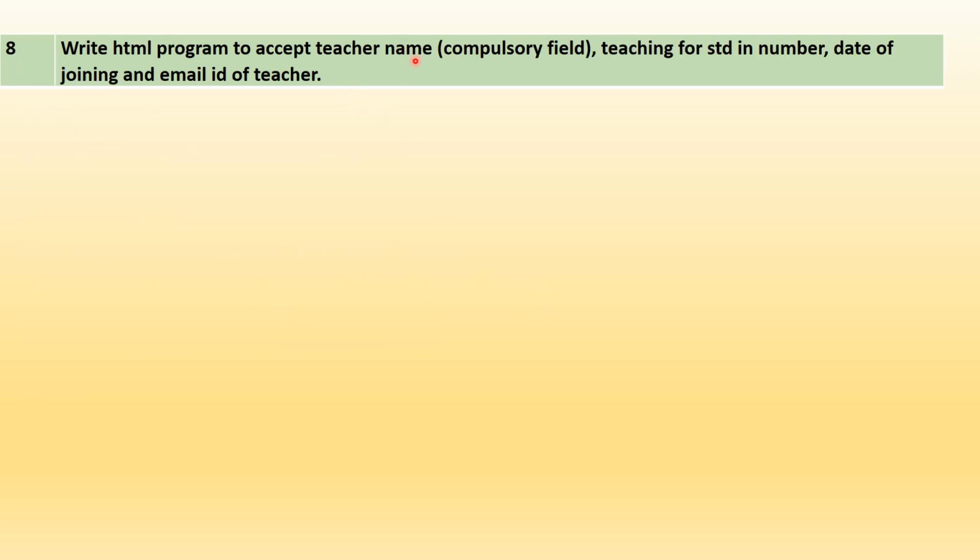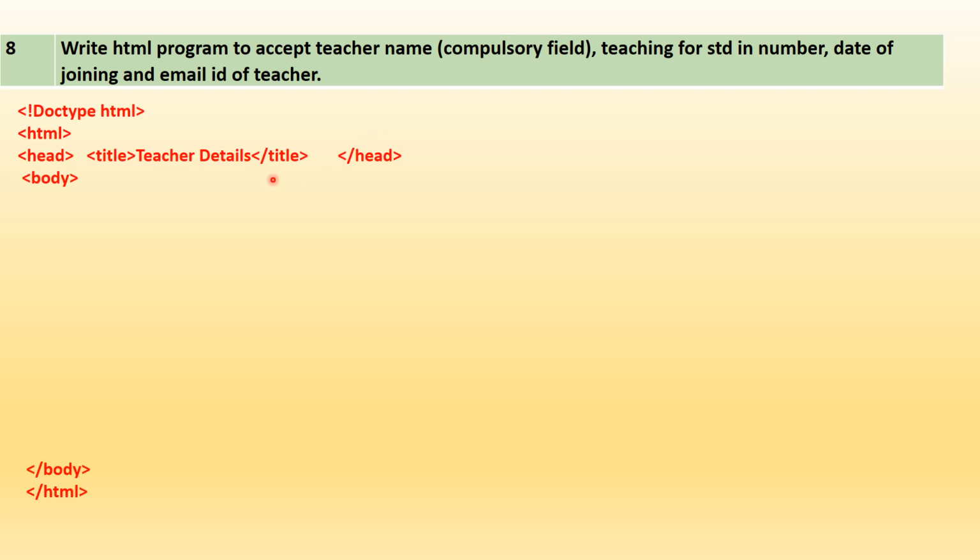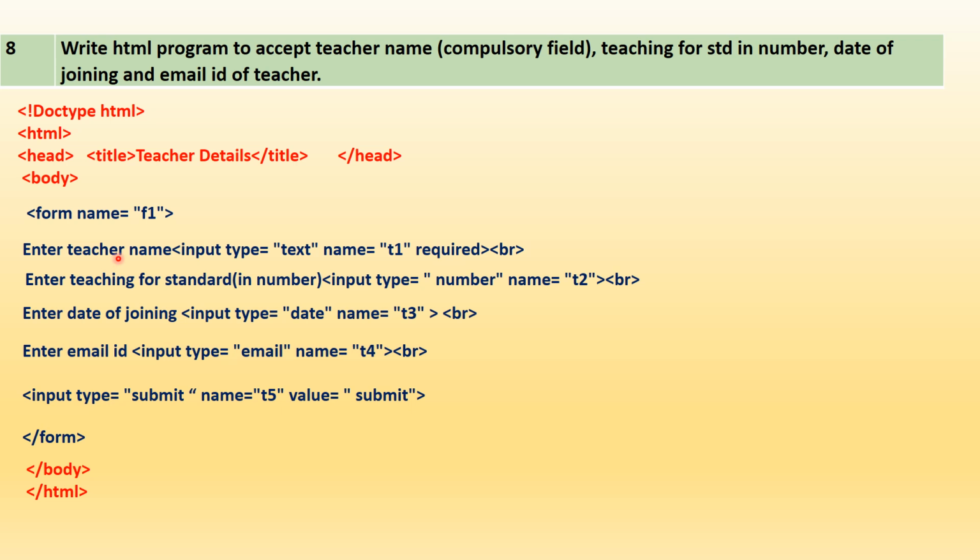Here to accept the teacher name, which is a compulsory field. So what attribute you have to use here? It is required. Teaching for standard in number. So it's about teacher details. So that will be the title. Enter teacher name. So that is input type equal to text.